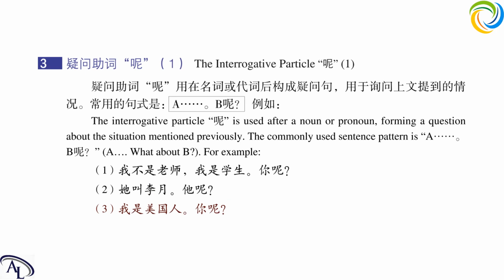Okay, next one is 她叫李月，她呢? Her name is 李月. What about her? It is asking about her name. Last example, 我是美国人，你呢? I am American. What about you? It is asking about your nationality. Nationality is mentioned before. Okay? It is a really easy one, so we are not going to spend too much time on it. Now let's move on to the next one.